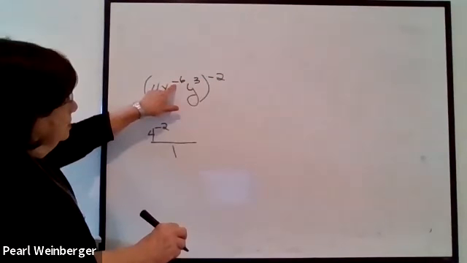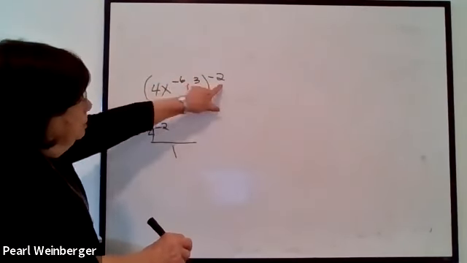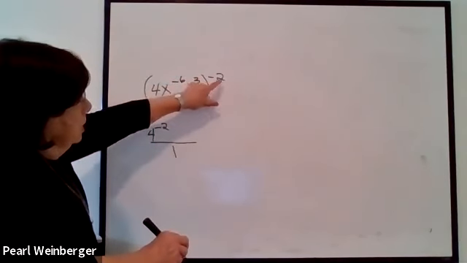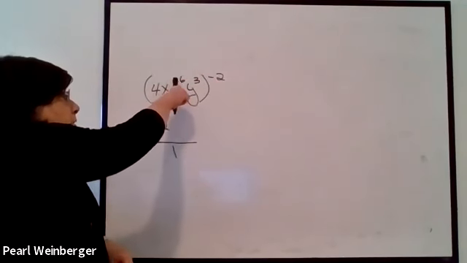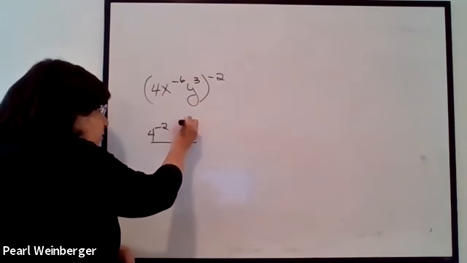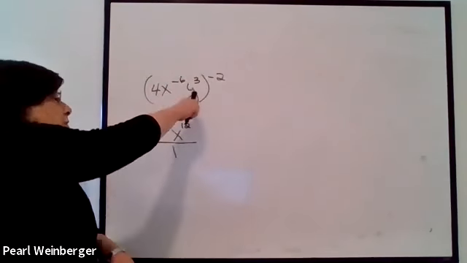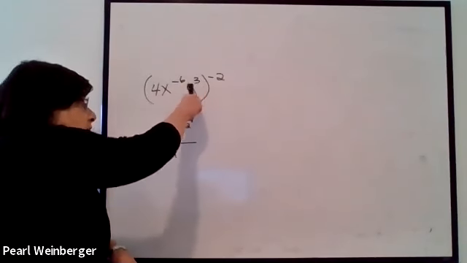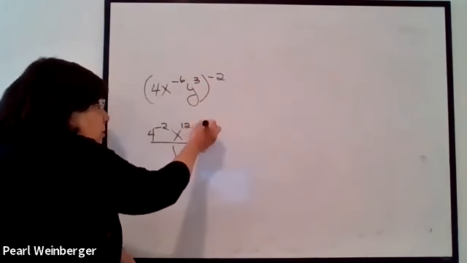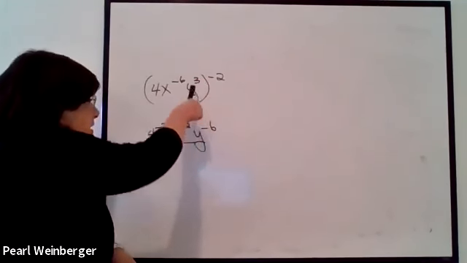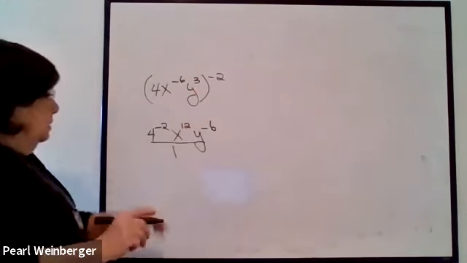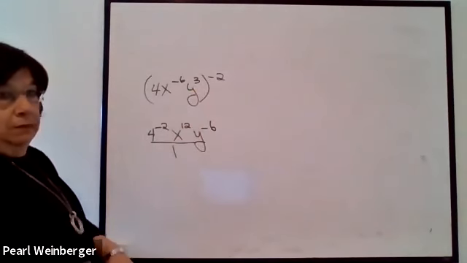Now remember, this has an exponent. When you have 2 exponents on the same number or letter, what you're going to do to those 2 exponents is multiply. So you're going to multiply the negative 6 times the negative 2, and that's going to give you x to the positive 12. Then you're going to do the y to the third to the negative 2. So you're going to multiply the 3 times the negative 2, and that's going to give you y to the negative 6. And this is all over 1.